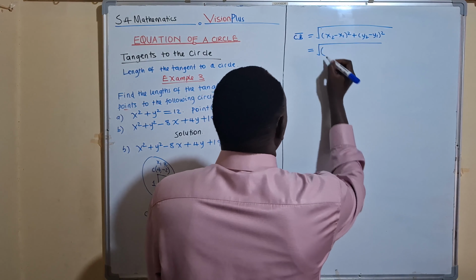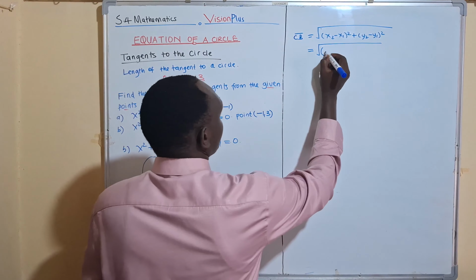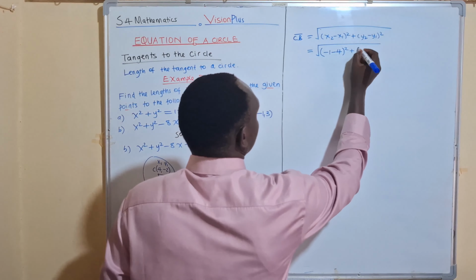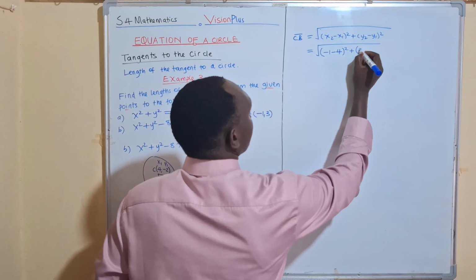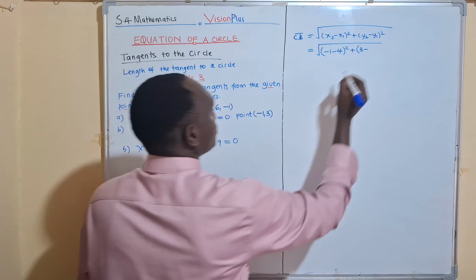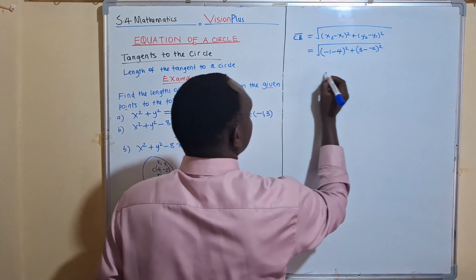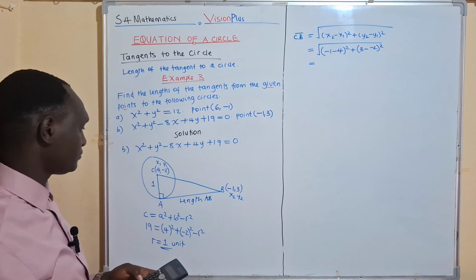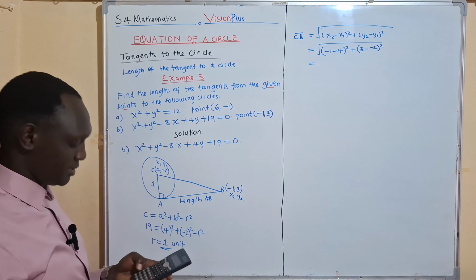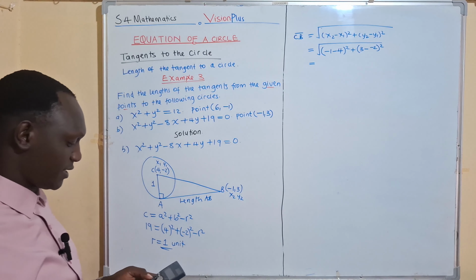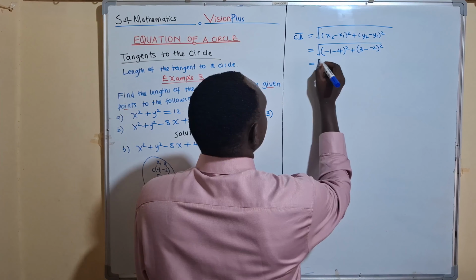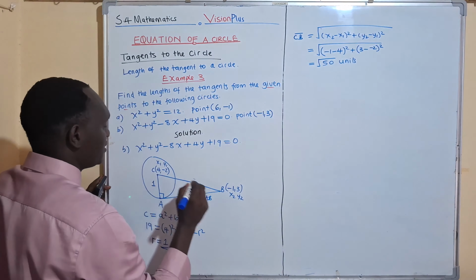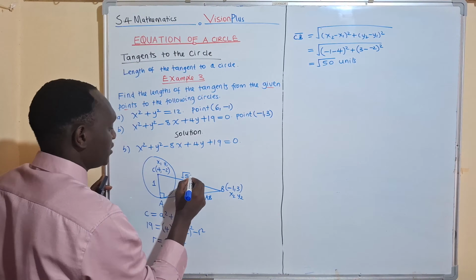So on substituting here, what is x2? x2 is -1, minus x1, which is 4, squared, plus y2, which is 3, minus y1, which is -2, squared. When you press the calculator, (-1 minus 4) squared plus (3 minus -2) squared, I'm getting CB as root of 50 units. So the length CB is root of 50 units.